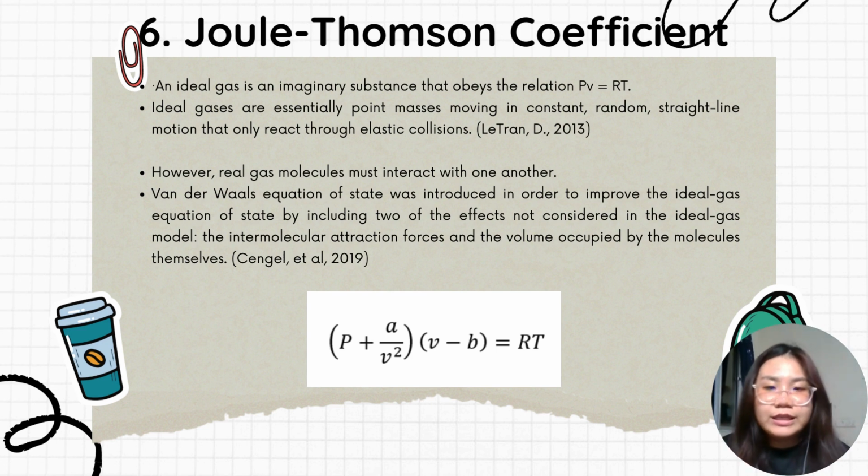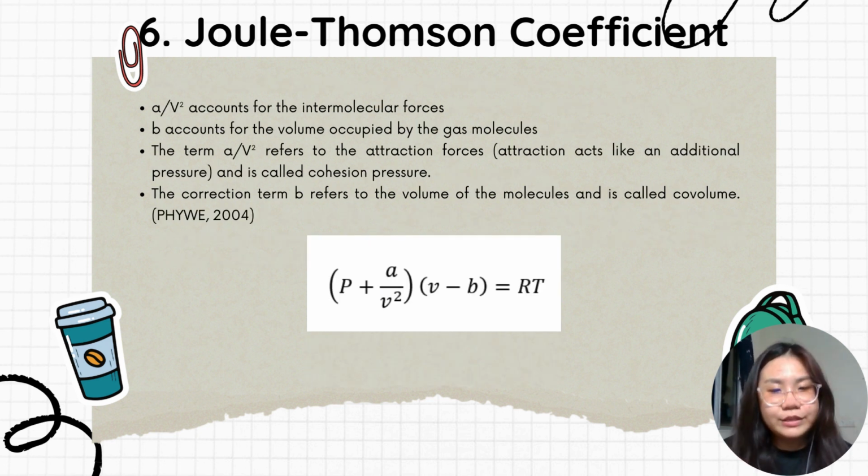The Van der Waals equation of state is (P plus A over V squared)(V minus B) equals RT. From the formula, A over V squared accounts for the intermolecular forces, while B accounts for the volume occupied by the gas molecules. The term A over V squared refers to the attraction forces, which act like an additional pressure, and it is called cohesion pressure. The correction term B refers to the volume of the molecules, and it is called co-volume.